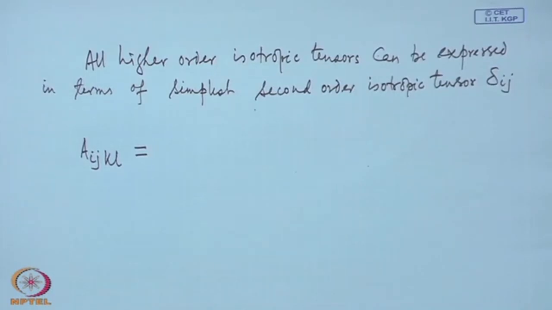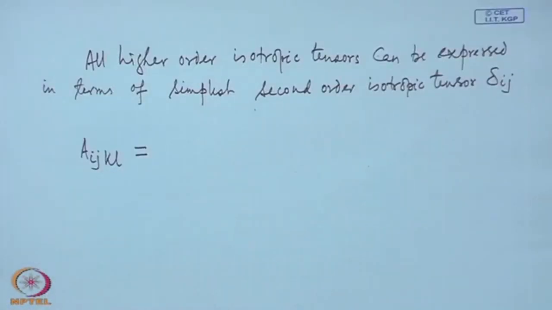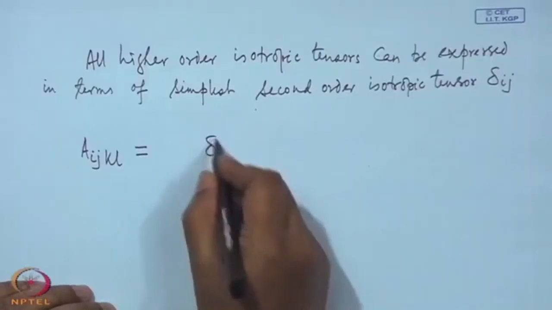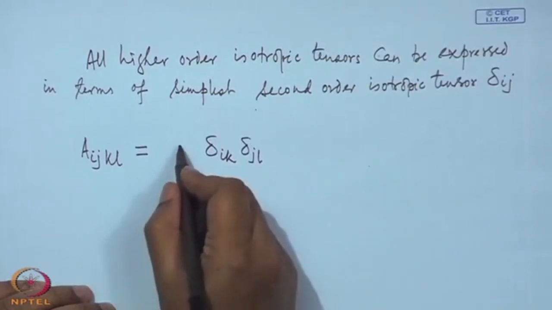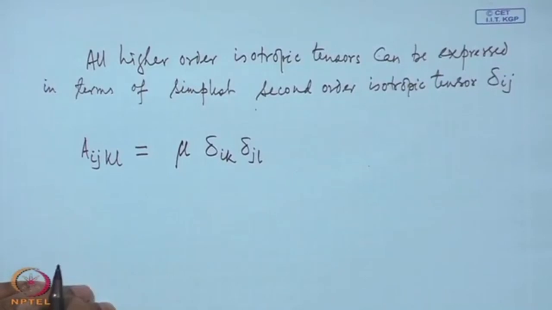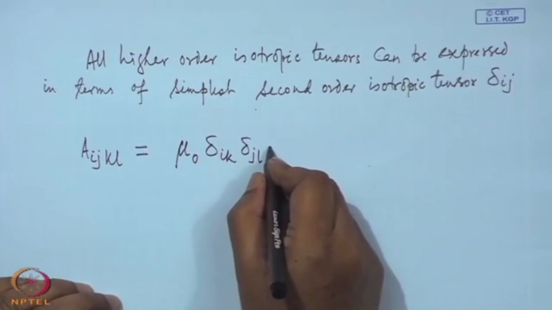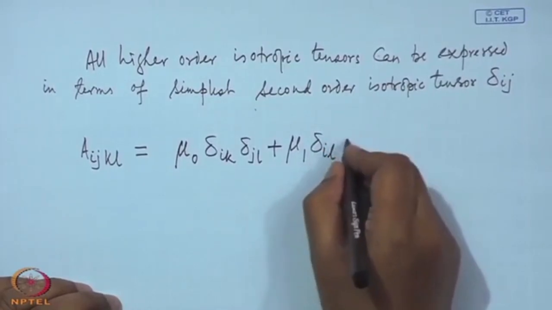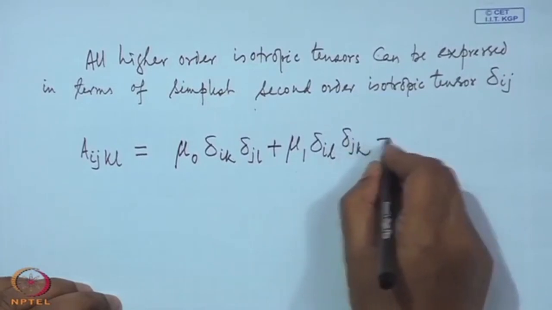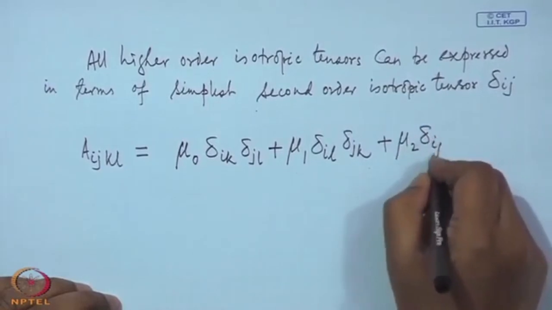In this combination we need the product of two deltas to give a fourth order tensor. Delta is a second order tensor, so we need two deltas to give a fourth order tensor. So what are the different combinations of two deltas with I j k l? We have four indices, how many combinations can we have? As an example, delta I k delta j l. These will be multiplied by some coefficients, so let us say mu 0, plus mu 1 delta I l delta j k, plus mu 2 delta I j delta k l.